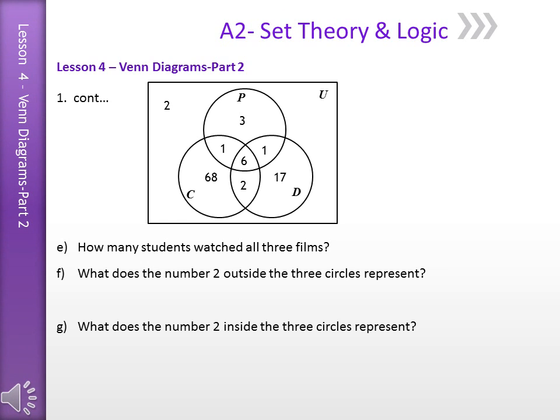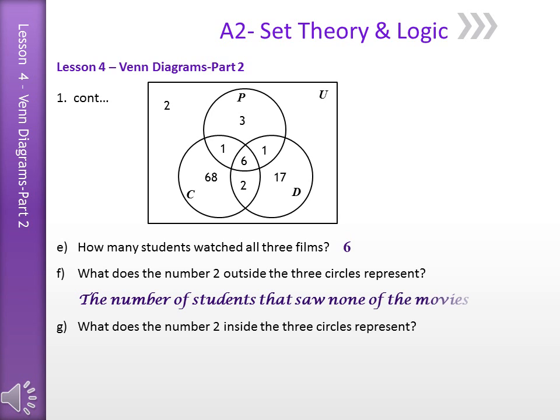Just continuing on with the same example. Part E. How many students watched all 3 films? So this would be the area that is the overlap of all 3 sets, and this would be 6. F. What does the number 2 outside of the 3 circles represent? Well, this would be the number of students that did not see any of those movies.